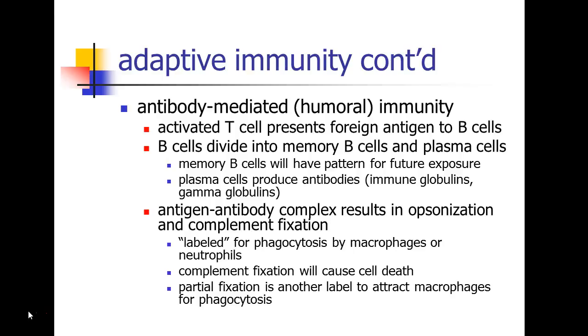So an antigen and an antibody get hooked together. It forms a complex in opsonization or in complement fixation. So mostly what an antigen-antibody complex does is it labels this antigen for phagocytosis by macrophages or neutrophils. And obviously complement was that chemical that we talked about before. It can cause cell death. And here again, sometimes there is even partial fixation. So here again, that labeling attracts more macrophages.